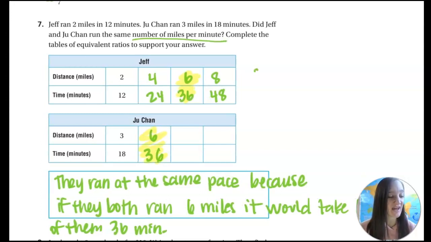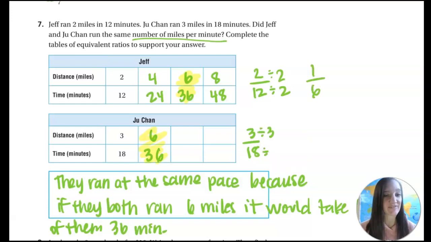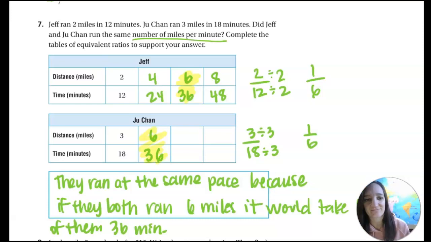How else could you do that? Well, instead of getting it bigger, we could have simplified both of those and gotten 1 to 6. If we simplified that to simplest, that also would have been 1 to 6. So you could have also said, yes, they run the same miles per minute, because for both of them, it takes 6 minutes to run 1 mile.